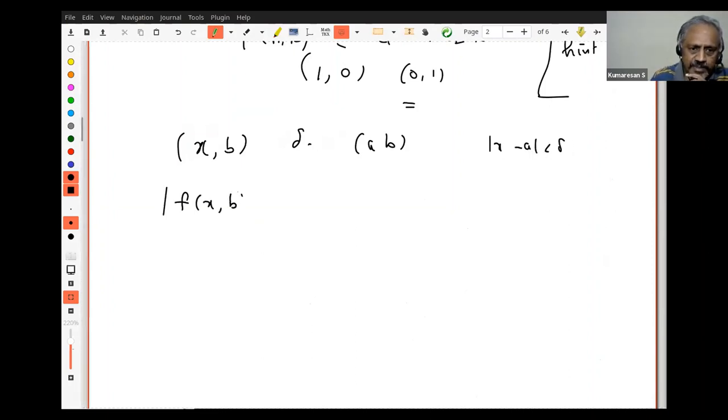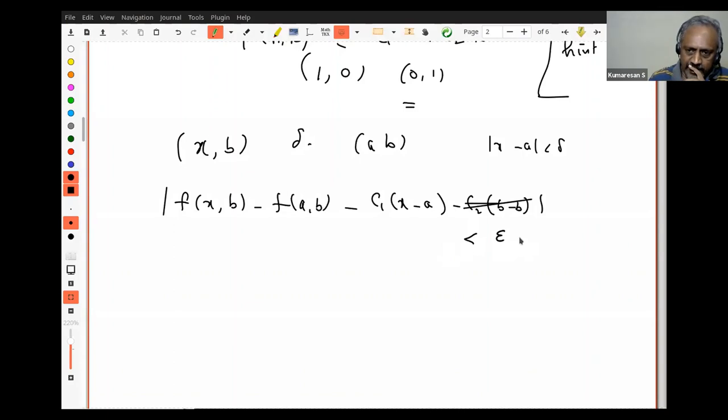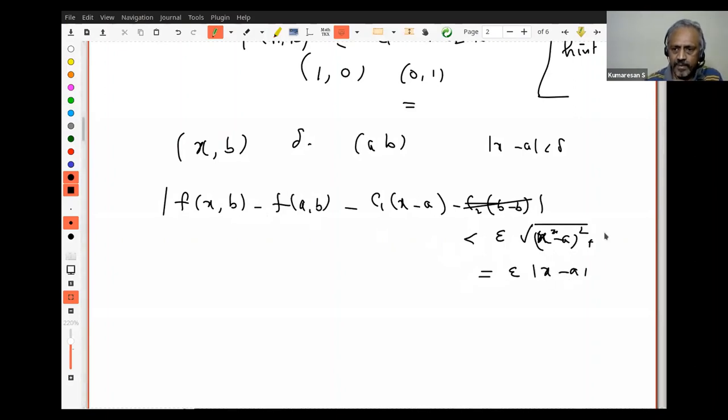f of (x, b) minus f of (a, b) minus c1 times (x minus a) minus c2 times (y minus b), that is b minus b, this is 0. You understand that? This should be less than epsilon times square root of (x minus a) whole squared plus (y minus b) whole squared, but it is 0. Therefore, it is epsilon times mod x minus a. How many of you understand what I have written? Please say yes, quick.